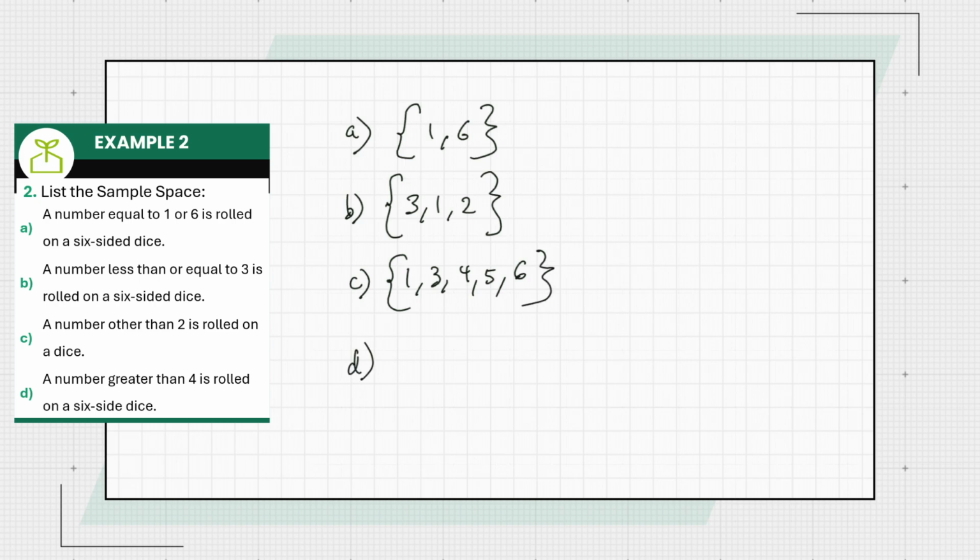For D, a number greater than 4 is rolled. Alright, so greater than 4, the only numbers we have are 5 and 6 on a 6-sided die.